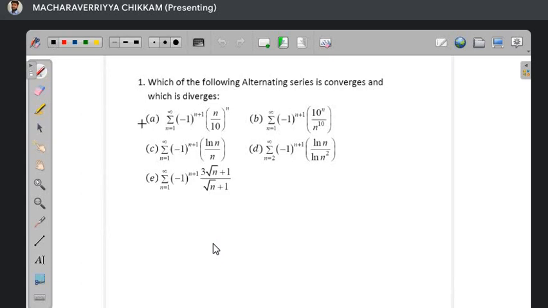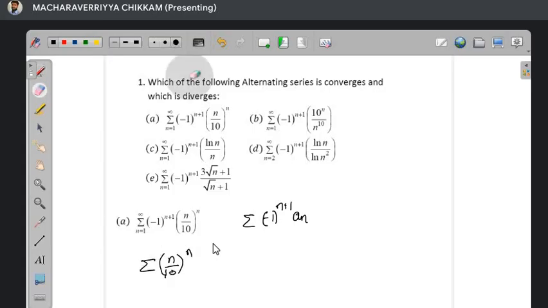Yeah. So how about the first one? Let me take the first problem. If I compare this as the summation of (-1)^(n+1) times a_n, the corresponding absolute series is going to be the summation of (n/10)^n, right? What do you think about it? Is it going to be convergent or divergent?